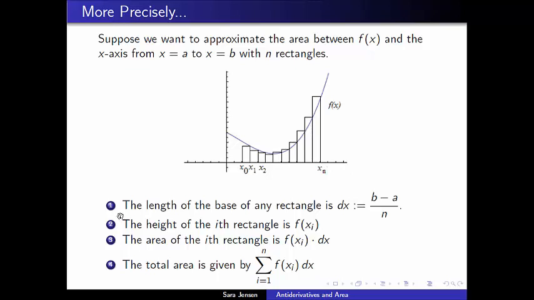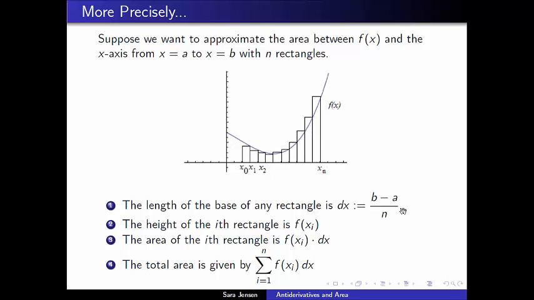First, let's determine the base of a rectangle. Because we're using rectangles of equal width, all of the base measurements will be the same no matter what rectangle we pick. Here, the entire length of the interval is our ending point minus our starting point, b minus a. And we're breaking up that distance of b minus a into n pieces, one for each of the rectangles that we want to consider. So the width of any one of those rectangles can be given by the expression (b minus a) over n.